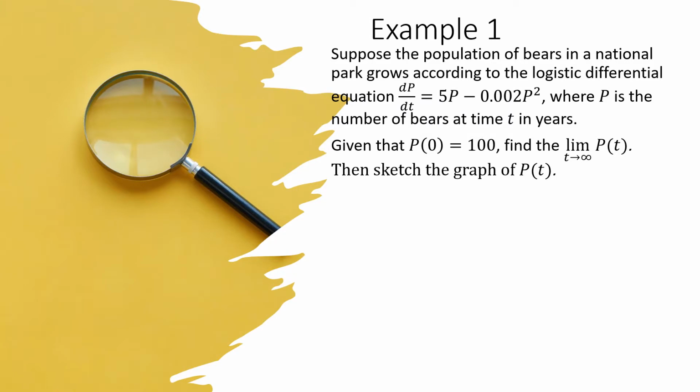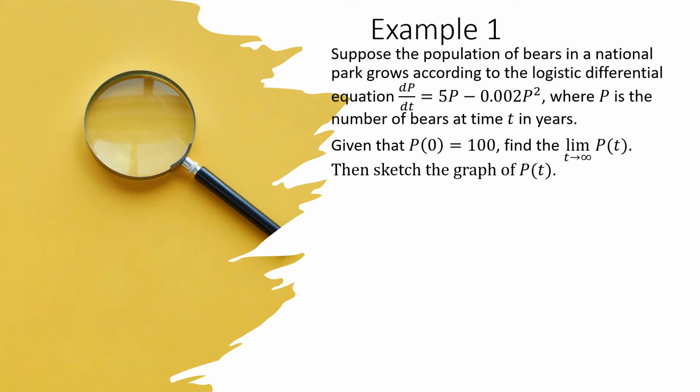All right, so example 1, it says suppose the population of bears in a national park grows according to a logistic differential equation dp over dt equals 5p minus 0.002 p squared, where p is the number of bears at time t in years. Given that p of 0 is 100, find the limit as t approaches infinity of p of t, and then sketch the graph of p of t.